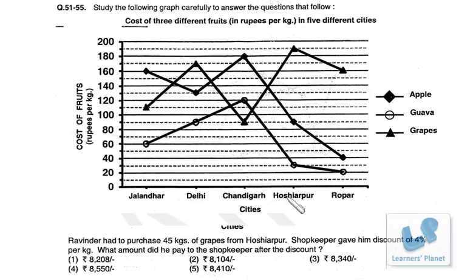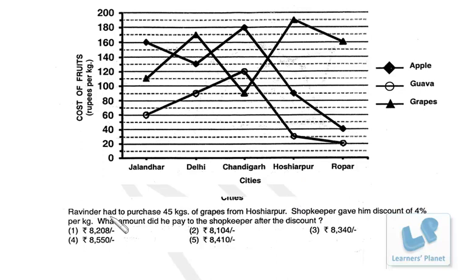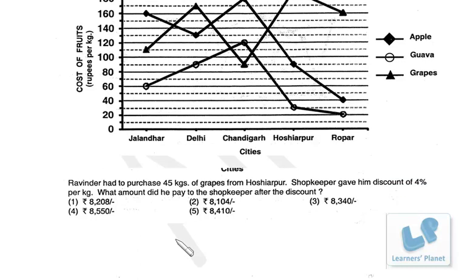The very first question says Ravinder had to purchase 45 kilogram of grapes from Hoshiarpur. Shopkeeper gave him discount of 4% per kilogram. What amount did he pay to the shopkeeper after the discount? So, friends, this is simple arithmetic problem, right? You just have to calculate the total amount, right?